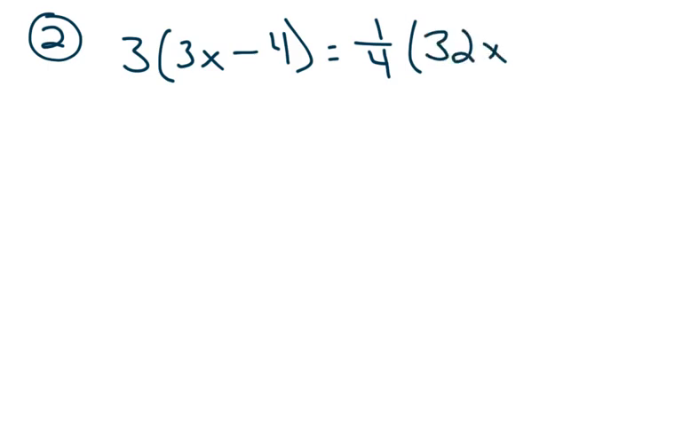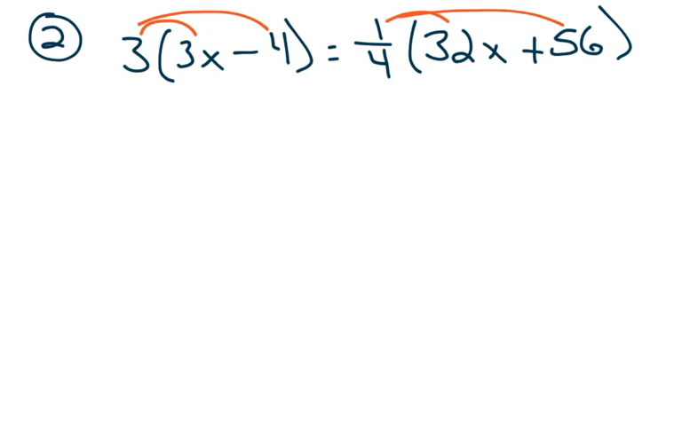32x plus 56. Now, obviously we have some distributing to do here. We have actually 2 sets of distributing to do here. We're going to distribute the 3 to the 3x and the negative 4 on the left-hand side, and we're going to distribute the 1/4 to the 32x and the 56 on the right-hand side.